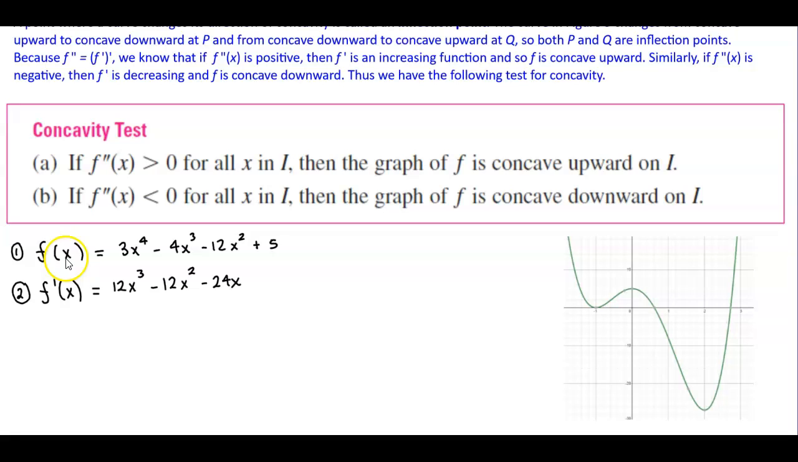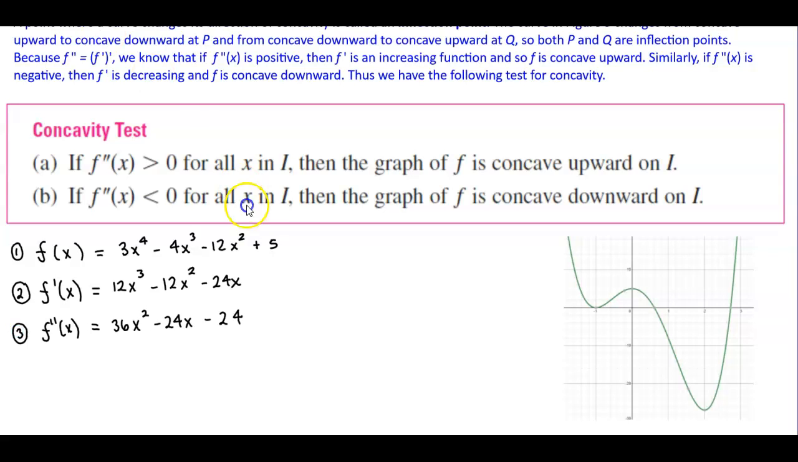Okay, we were given the function f of x, which is equal to 3x to the fourth minus 4x cubed minus 12x squared plus 5. We found the derivative to be the following. So let's go ahead and find the second derivative. If we find the second derivative, we get 12 times 3, which is 36x squared, minus 24x, and minus 24.